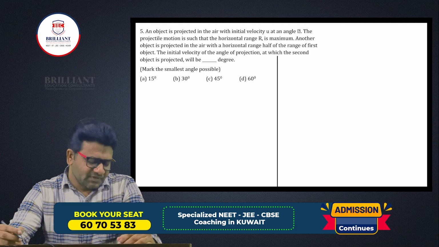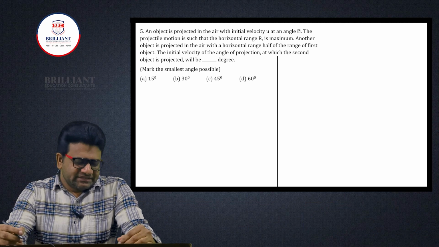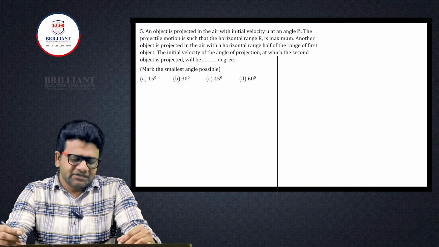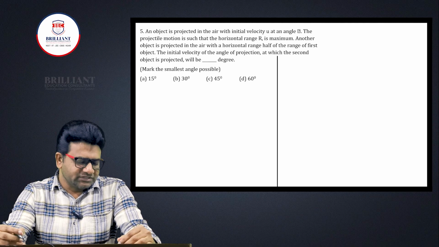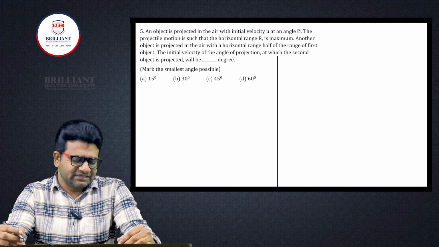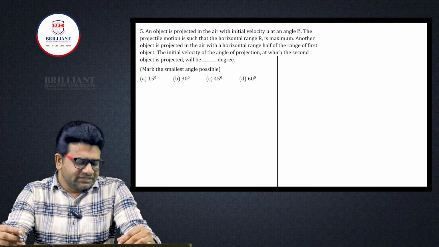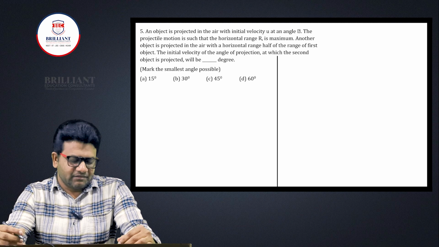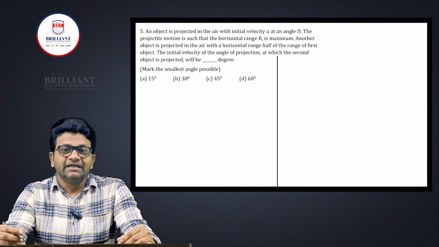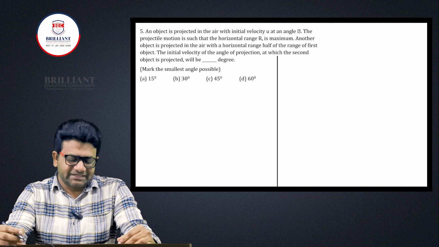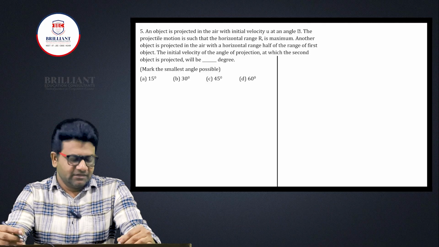The question is, an object is projected in the air with initial velocity u at an angle. The projectile motion is such that the horizontal range R is maximum. Another object is projected in air with a horizontal range half of the range of the first object. The angle of projection at which the second object is projected will be dash degrees.